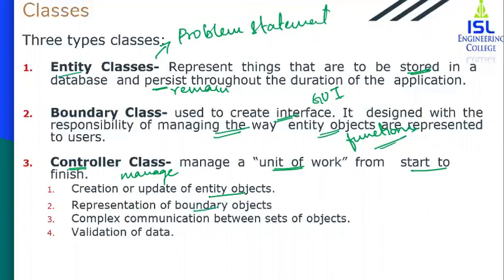Representation of boundary classes, that is the interface, how you're interacting, what are the different functions that will be present within one specific object. Then complex communication between a set of objects. If there is any complex communication, then that is done by the controller class. That is, the controller class is going to manage this communication. And validation of data, whether the data is correct or incomplete, all this is going to be managed by the controller class. Now these three different types of classes, this answer can also be asked for 2 marks.